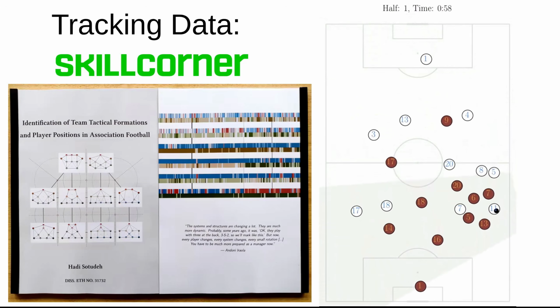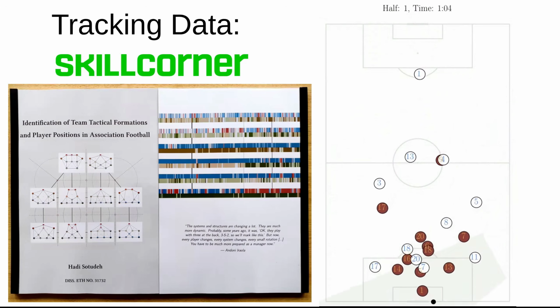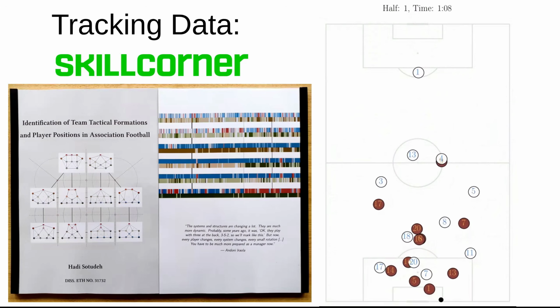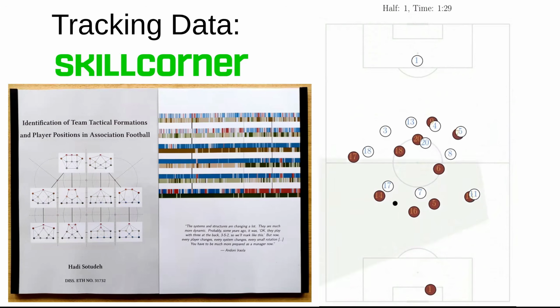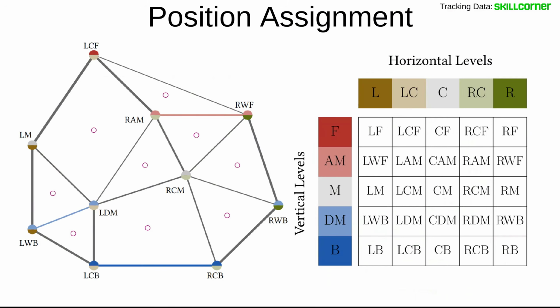For the approach that we are going to apply to learn about the formations and positions, we will rely on what has been documented in my PhD thesis, Identification of Team Tactical Formations and Player Positions in Association Football, which is publicly available. The idea is that for each frame of one team, we look for the 10 outfield players, in this case shown from bottom to top.